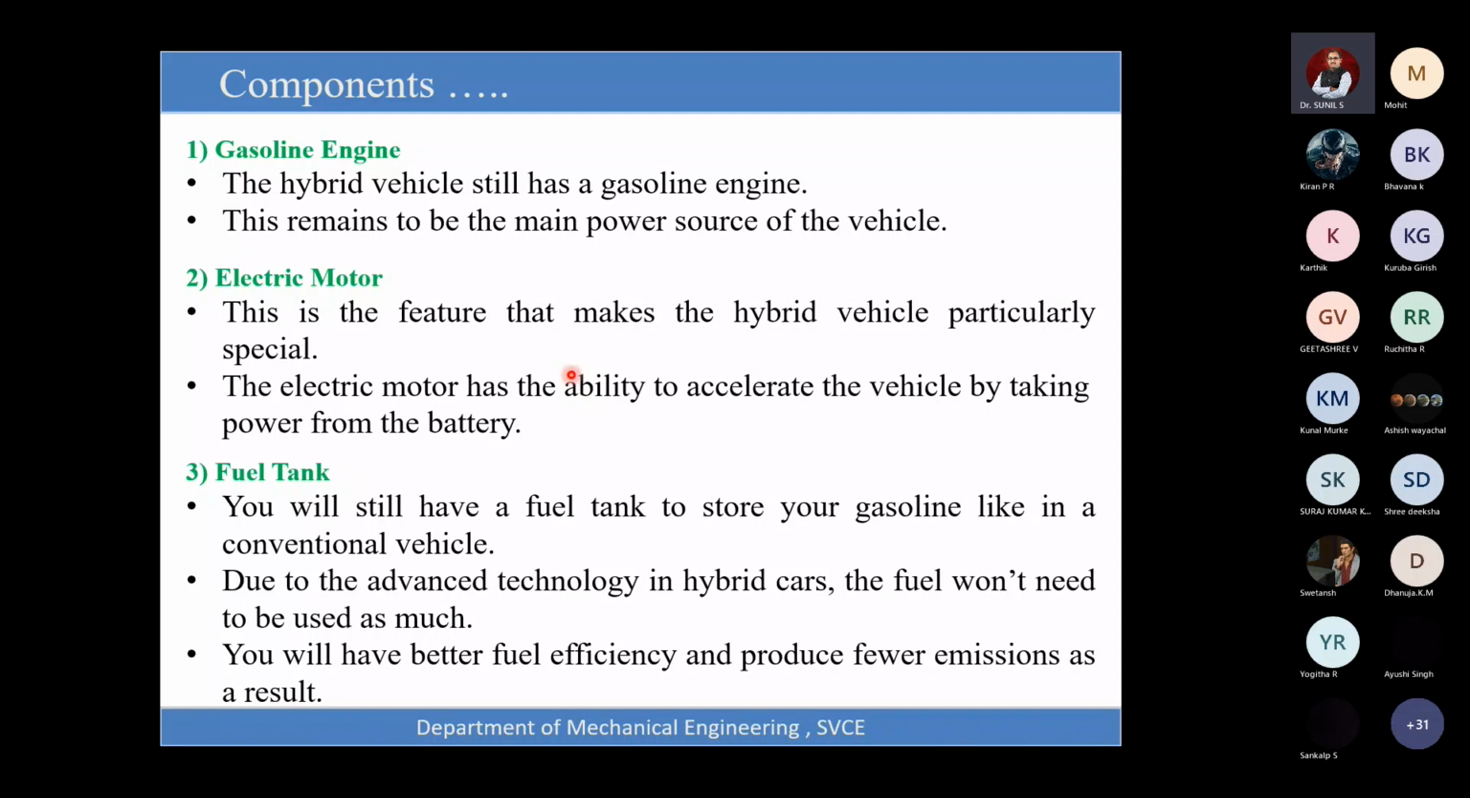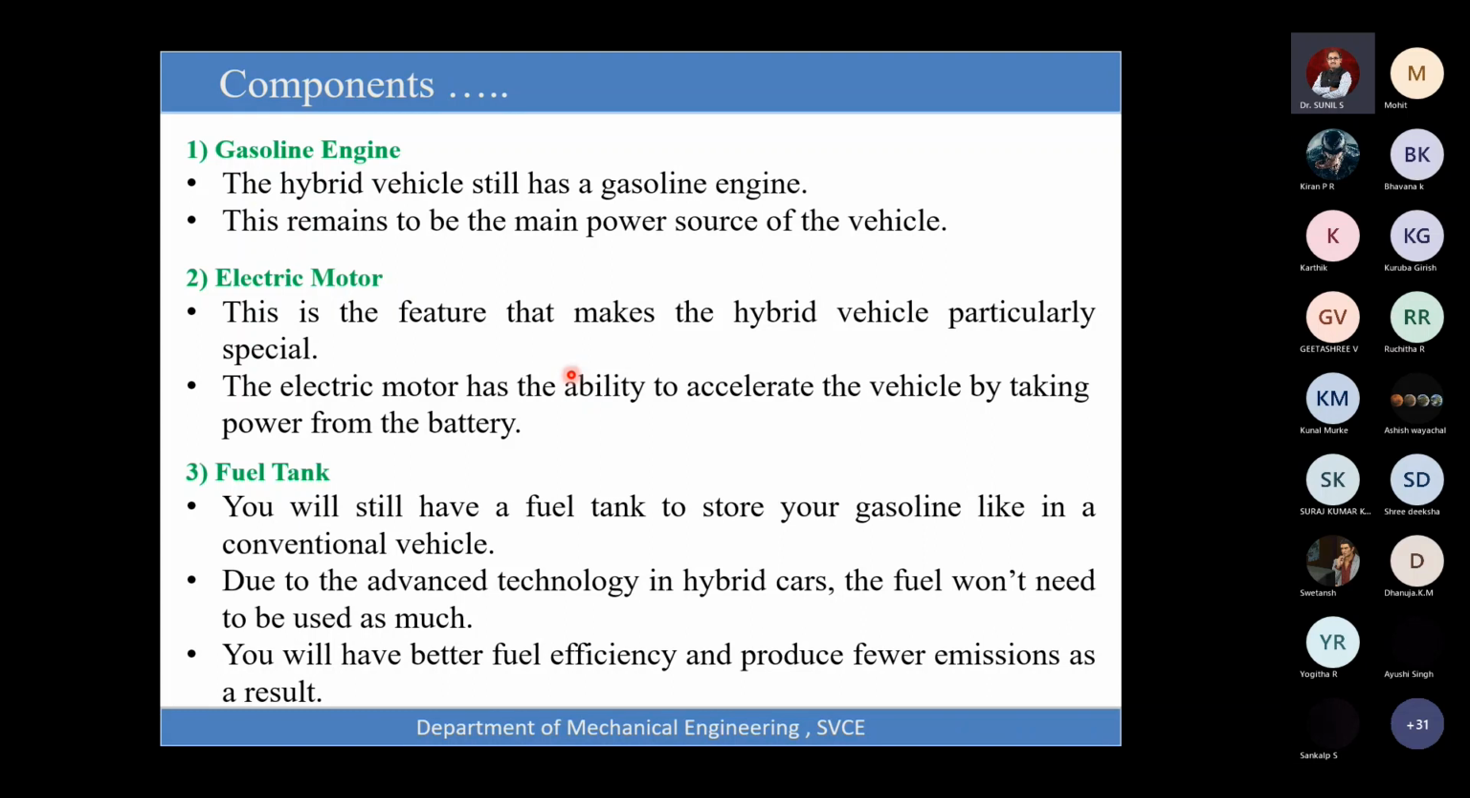The third important component: where does the gasoline engine get the fuel from? From a fuel tank. You need to have a fuel tank, maybe of a smaller quantity. Say for example, instead of a roughly 35 to 40 liter tank, you can have a 20-liter tank, because we have an electric motor also, so you can have a small fuel tank here. So you will still have a fuel tank to store your gasoline like in a conventional vehicle. In a hybrid car, the fuel used will not be as much as that.